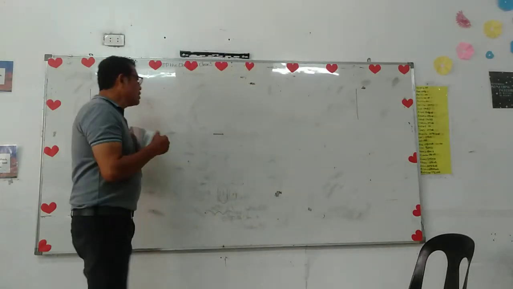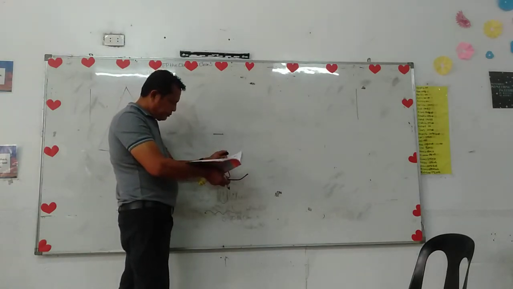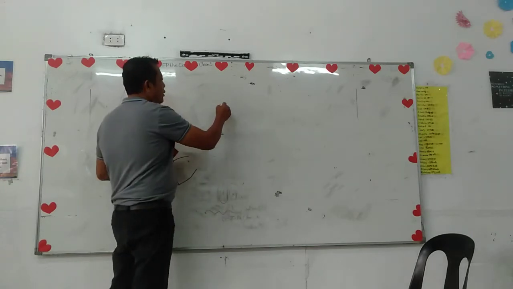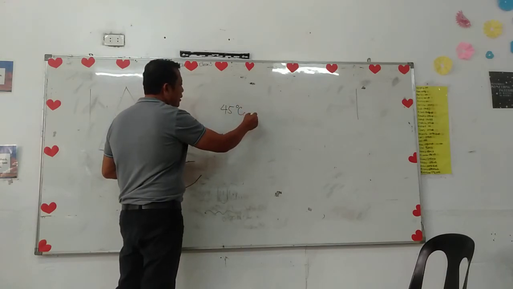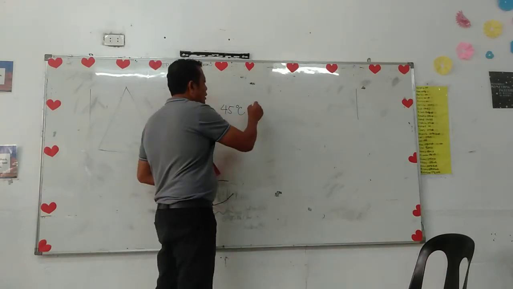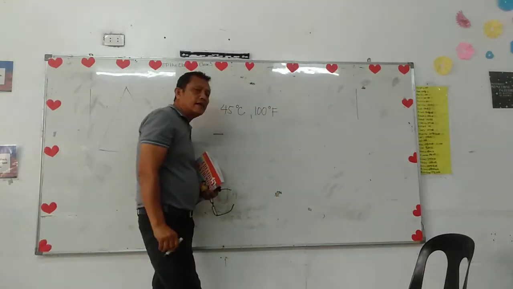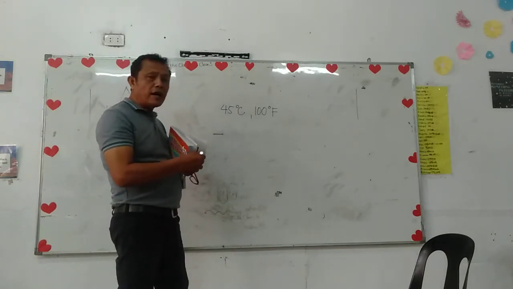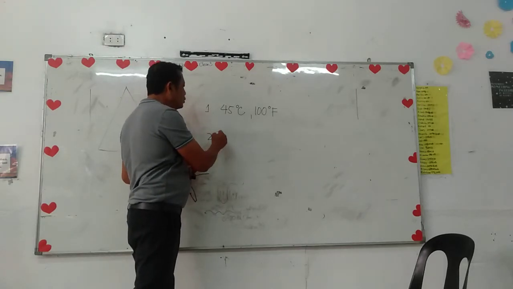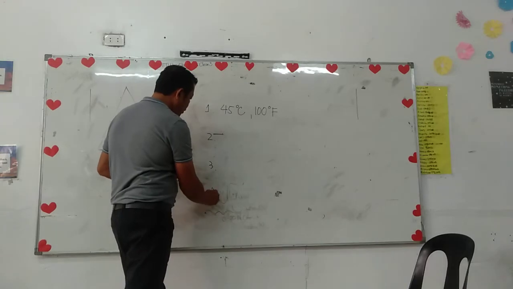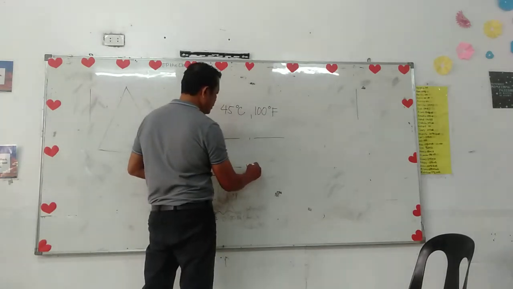And remember, for example, in number 1, if it is 45 degrees centigrade, then you have another answer as what? 100 degrees Fahrenheit. That's why I said you have 2 answers to write in each number. So this is number 1, then number 2, number 3, number 4, and number 5. 2 answers each.